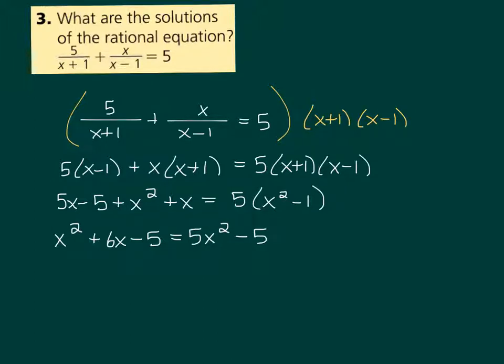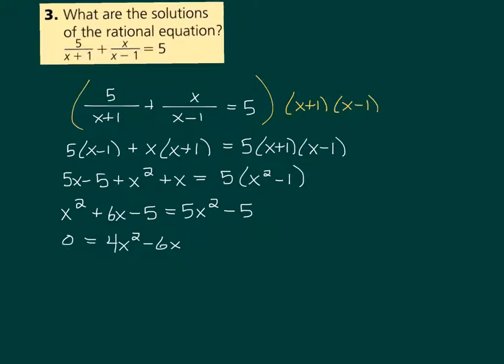We have a quadratic equation. We want to get it set equal to 0. I'm going to move everything from the left side over to the right side. So I get 0 is 4x squared minus 6x, and then that's it. Now, since those 5s, that constant term canceled out, a somewhat troubling quadratic equation now looks pretty easy to deal with because we have 0 equals, we can just do a GCF, 2x times 2x minus 3.